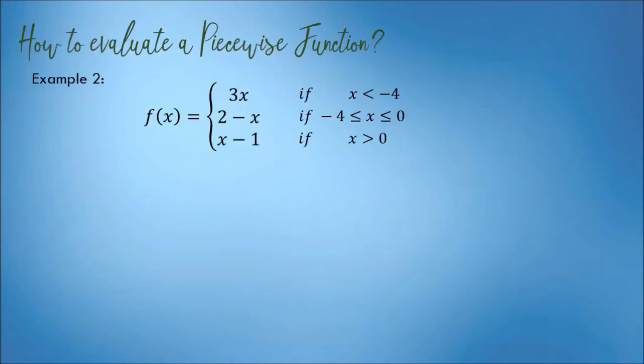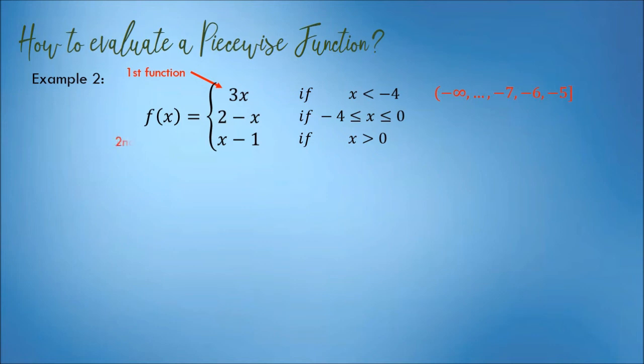Another example. Suppose we have this piecewise function. Understand first each function and its domain interval. This is the first function. f of x is equal to 3x. The domain interval is x is less than -4. Meaning, the only included x values here are less than -4. Those values are -5, -6, -7, up to -infinity.